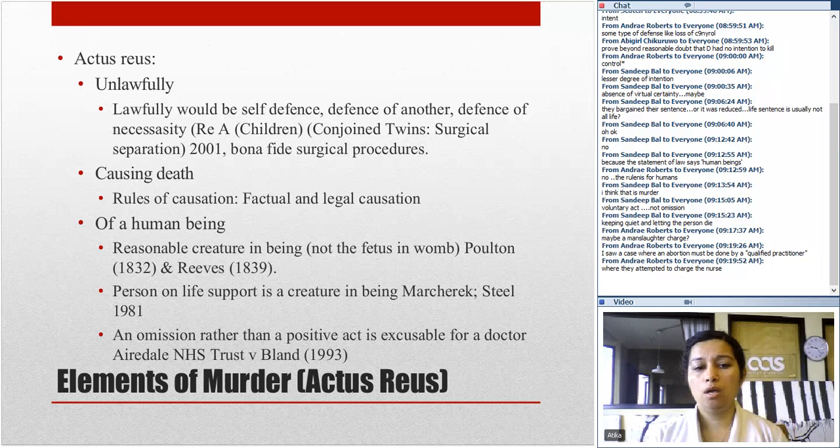Okay, so ending it with Airedale, like I said, the court held that switching off the life support machine amounted to an omission rather than a positive act, so the doctor would not be criminally liable for withdrawing treatment, but he would be if he administers a lethal drug to end his life. Not legal, lethal. All right, moving on.